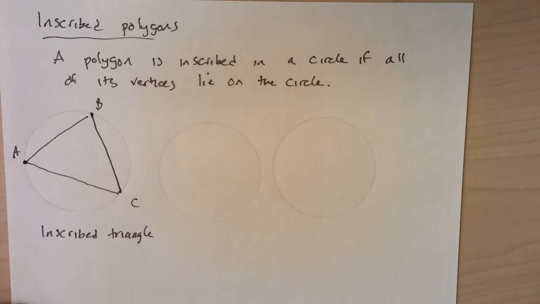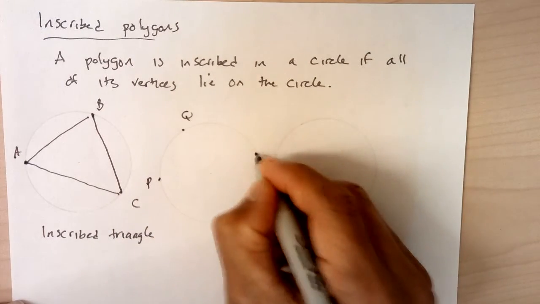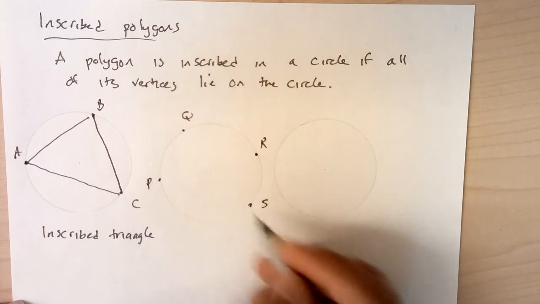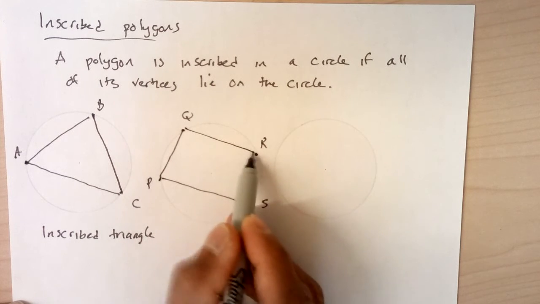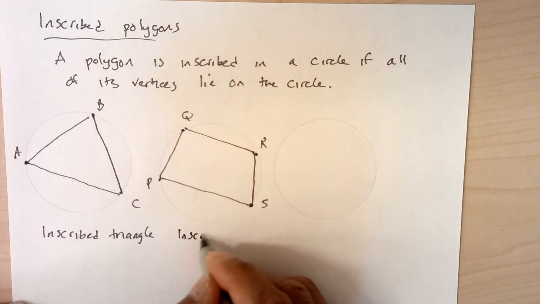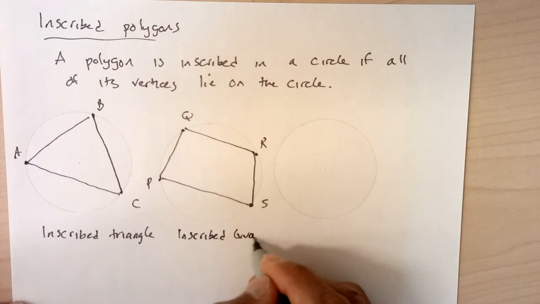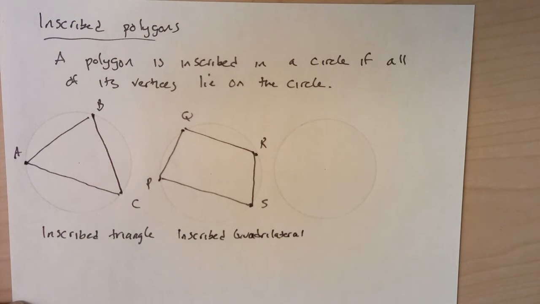Okay, and then also, besides the polygon being inscribed in the circle, it's also said that the circle is circumscribed about the triangle or whatever other kind of polygon. I could have a quadrilateral, PQRS, that's inscribed in a circle. So this would be an inscribed quadrilateral. All the vertices of the quadrilateral are on the circle. And then again, the circle is circumscribed about the quadrilateral.